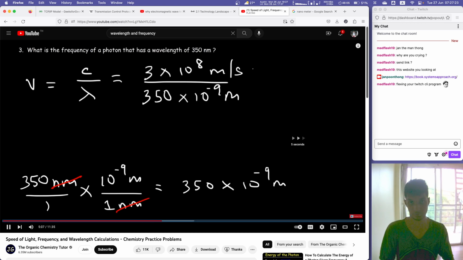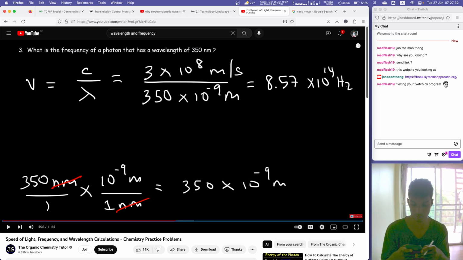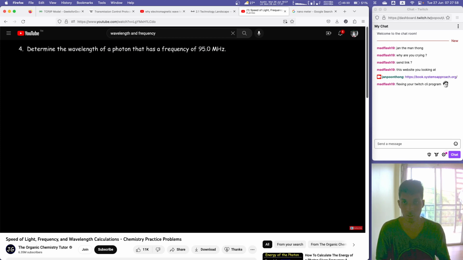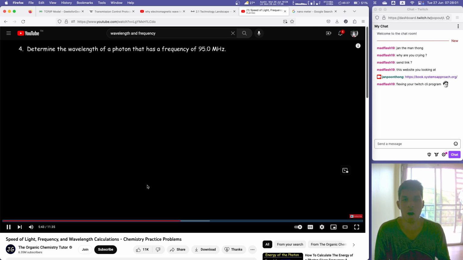And the speed of light, in pure empty space, times 10 to the 14 hertz. Seconds to the minus 1. So this is the answer for this problem. Number 4. Determine the wavelength of a photon that has a frequency of 95 megahertz.